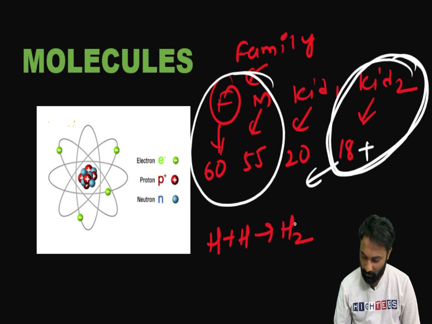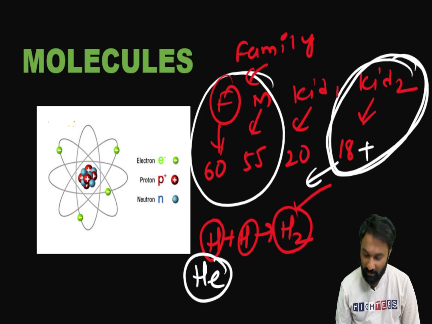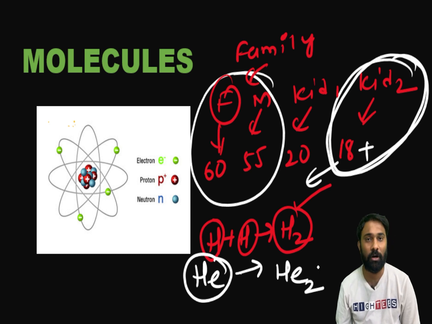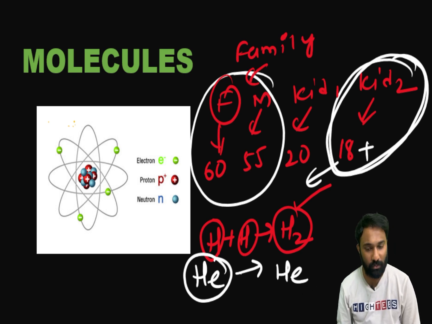H2 molecule. Clear? Hydrogen is one atom and another atom. These two combined will exist in nature as an H2 molecule. But when it comes to He, this He will have an independent existence in nature and will exist as a He molecule. So there is no He2 molecule. It has independent existence and it will exist in nature as He only.